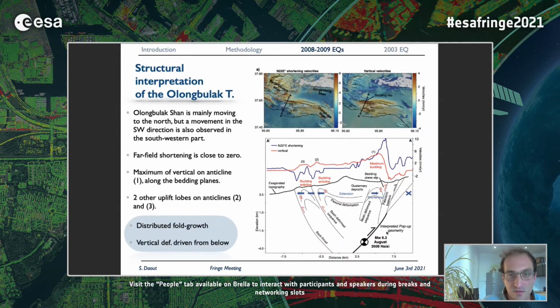So from this signal and from our geomorphological interpretations, we deduce this schematic structural interpretation and infer that this long-term post-seismic deformation is not due to slip on a fault in an elastic medium, but due to distributed fault growth induced by those two earthquakes.